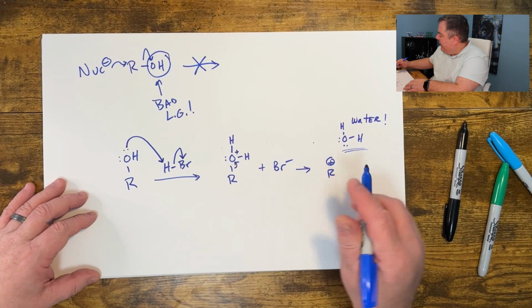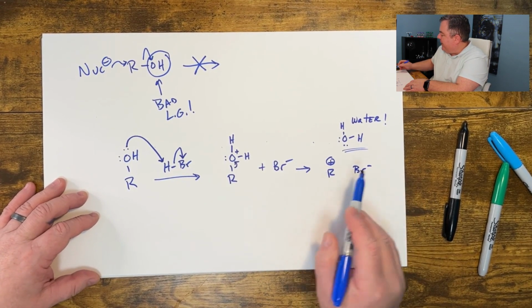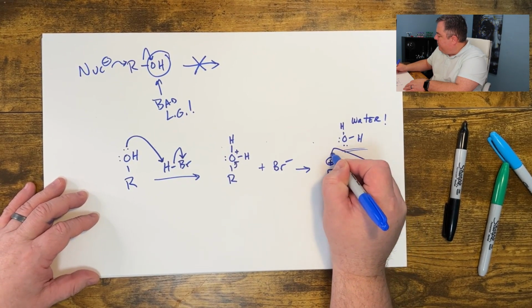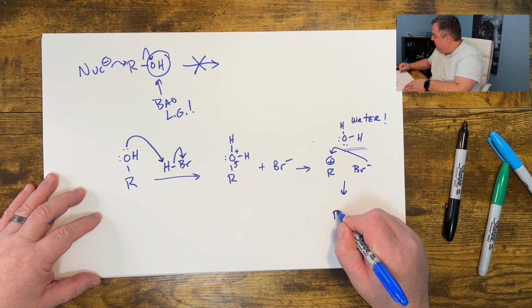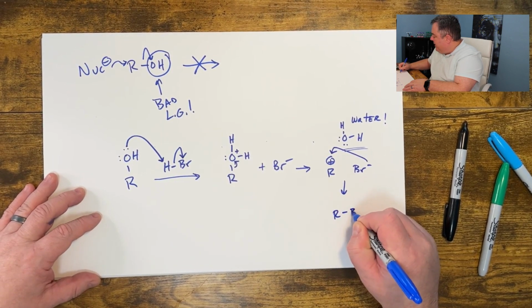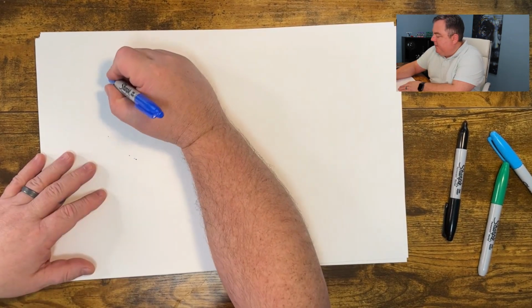And just to complete this reaction, since we have Br- in there and this positive charge, you can determine that Br- would attack that R+, and we could end up with that OH group being replaced with the bromine.